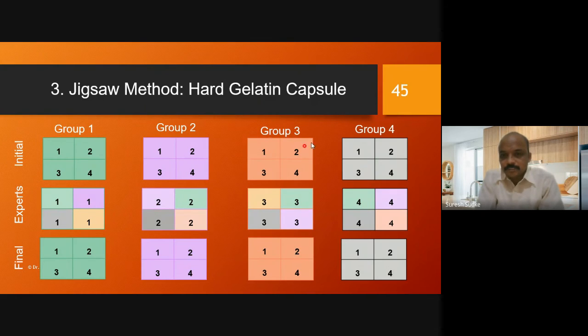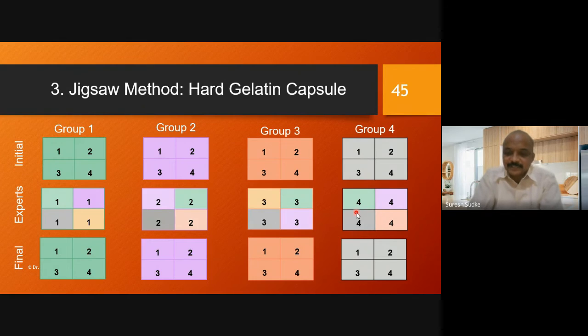The orange color group is group 3. It is the home group for them. And this gray color 1, 2, 3, 4 is the home group for group 4. So what will happen? All the number ones will come over here and discuss the introduction of the hard gelatin capsule. The number twos will discuss the formulation of hard gelatin capsule. Then all the number threes will discuss the manufacture, and the fourth ones will discuss the evaluation and application part.